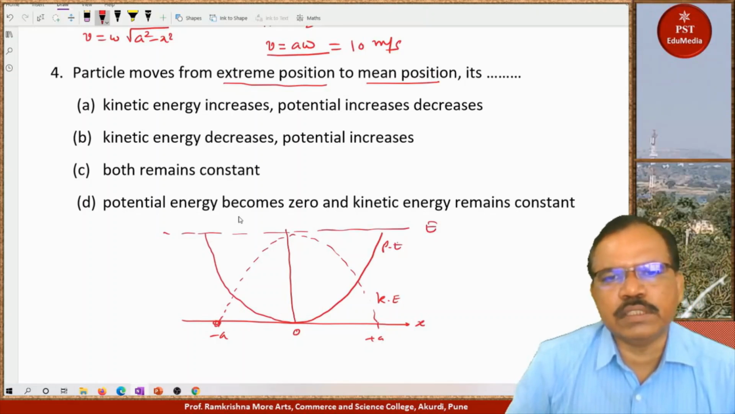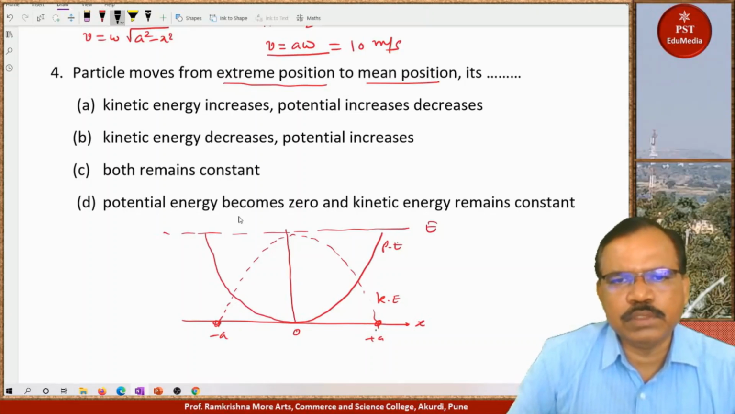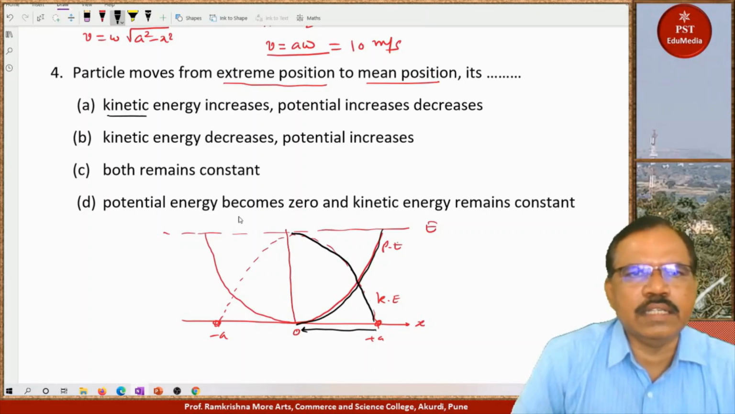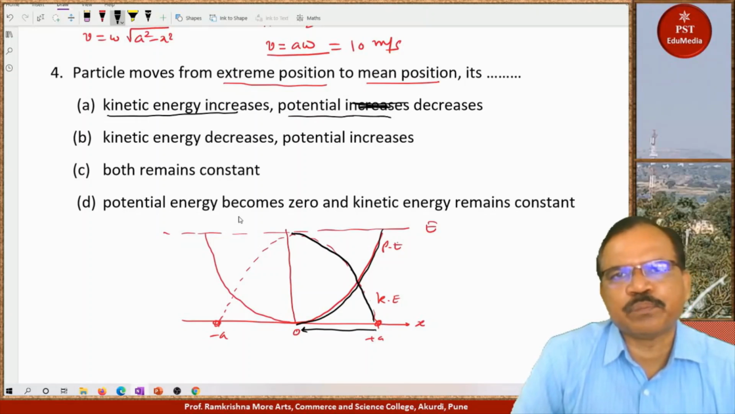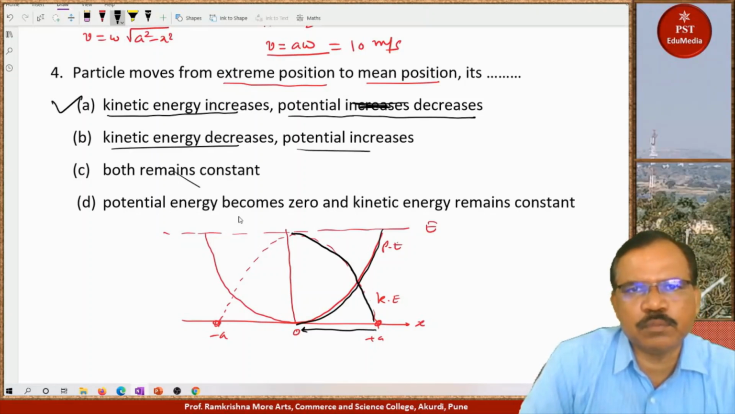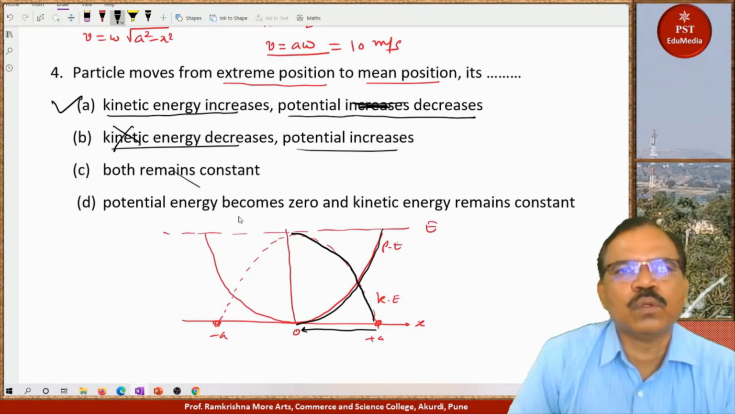This is extreme position. This is extreme position. So when the particle goes from extreme position to equilibrium position, what happens? Kinetic energy goes on increasing, while potential energy goes on decreasing. So kinetic energy increases, potential energy decreases. So this one is correct, because here kinetic energy decreases, potential energy increases. This is not correct from extreme position to mean position.